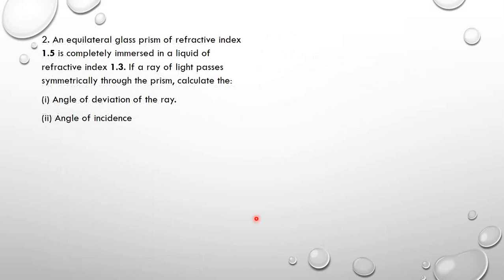Then also this question: an equilateral glass prism of refractive index 1.5 is completely immersed in a liquid of refractive index 1.3. If a ray of light passes symmetrically through the prism, calculate the angle of deviation of the ray and the angle of incidence. So they want to get the angle of deviation. But remember, it is passing symmetrically and it is an equilateral glass prism. So A is going to be 60 degrees.